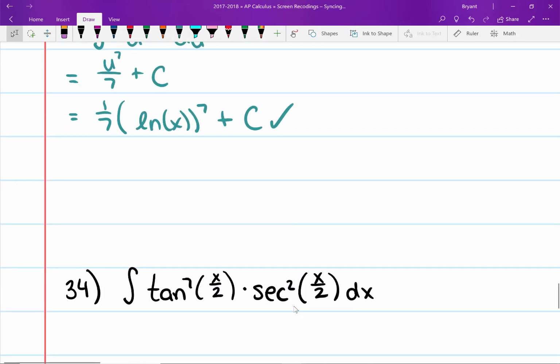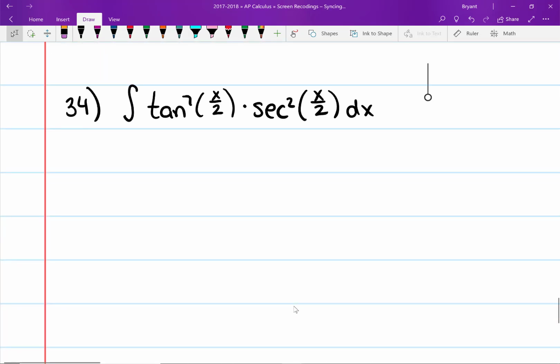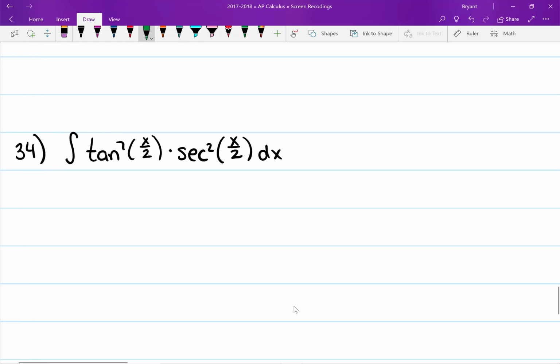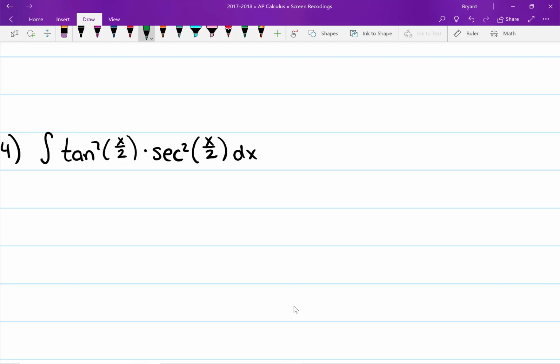All right, number 34, here we go. Oh, this looks pretty gross. We got tangent to the 7th, secant squared, some x over 2's. This thing is nasty. What makes it nice, though, is we can get rid of a lot of it pretty quick. If you know what to do, I really strongly recommend trying this one yourself. If you don't know what to do, that's okay. Here we go, the u sub.